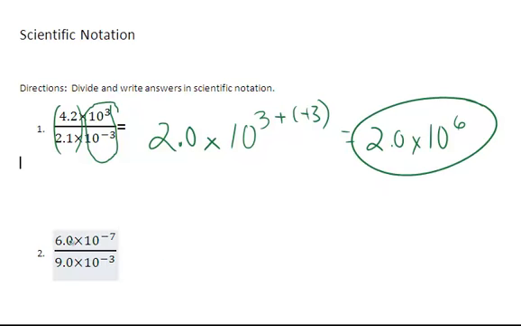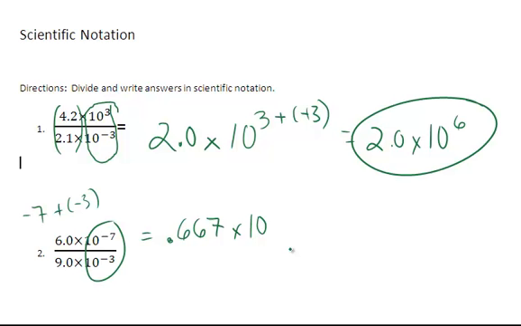Same thing with number 2. I'm going to divide. 6 divided by 9, that one doesn't come out so evenly. So that's going to give me 0.66, repeating, I'll round up to 7, 0.667, and then I'll do the same thing with the tens. Negative 7 minus negative 3. I'll just come over here and write it. Negative 7 minus negative 3. And I do that, and I know the answer should be negative 4. Okay, and I did the exact same thing with the second one as I did with the first.